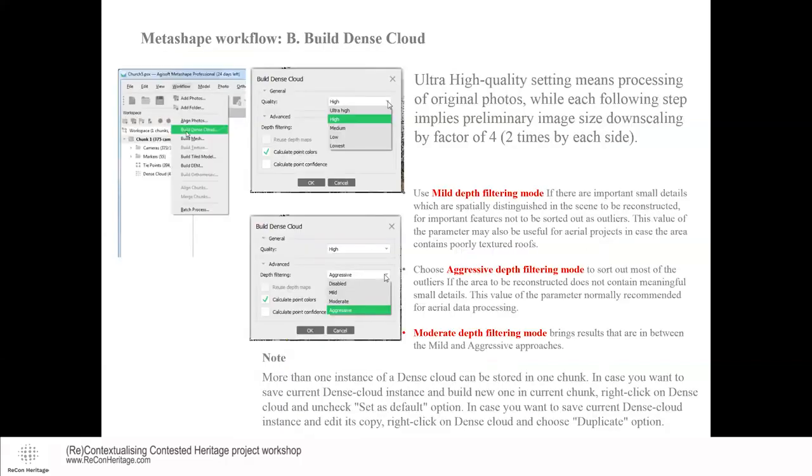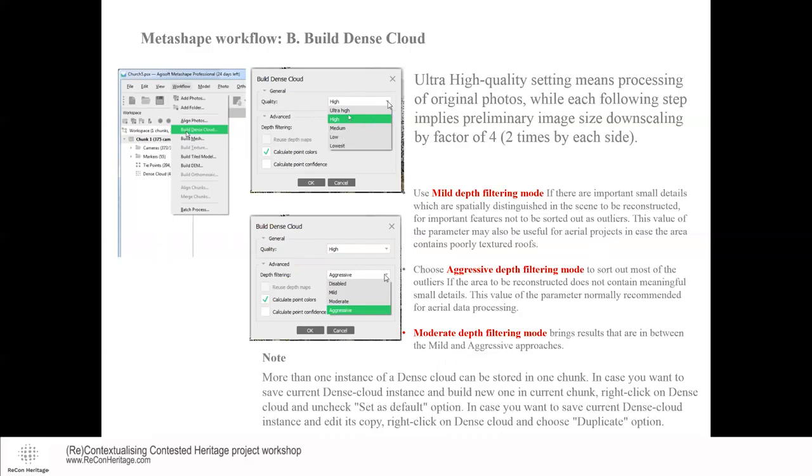So the next step in the process is to build the dense cloud. If you go to workflow and build dense cloud, you've got several options. When you click on build dense cloud, a small window comes up where you can choose the quality, and you can also choose the depth filtering.